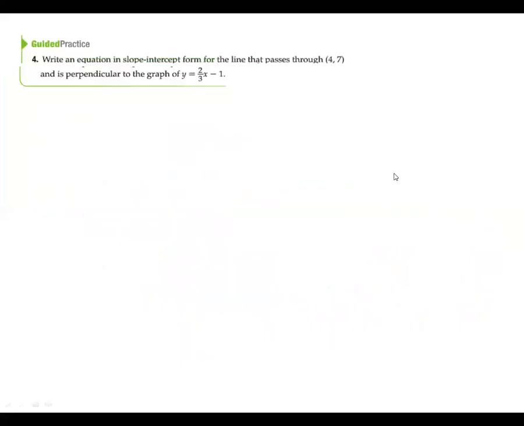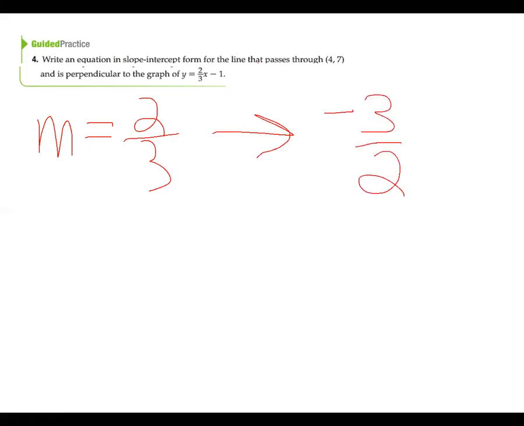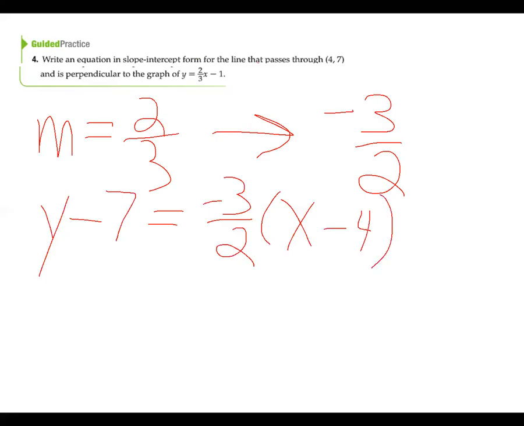All right, so here's one for you to try. Go ahead and read it and pause the video and hit play when you're ready. Okay, we're back. What did you get? Well, the given line is already in slope-intercept form, so I know the given line has a slope of 2/3. So the slope of our line, you should flip it over and change the sign. Now, I got y minus 7 equals -3/2 times x minus 4.